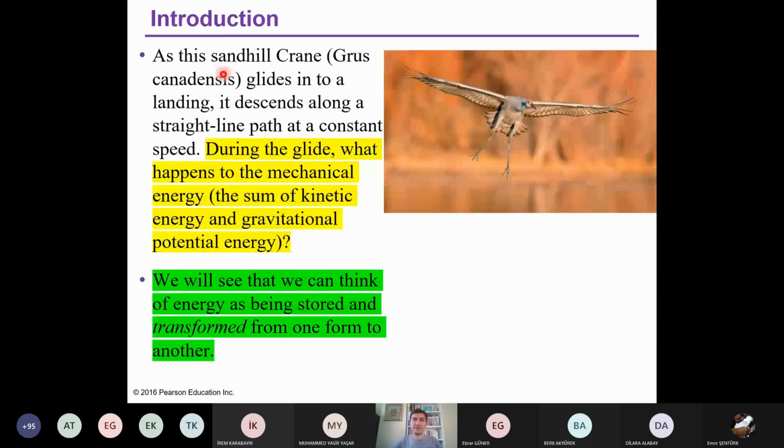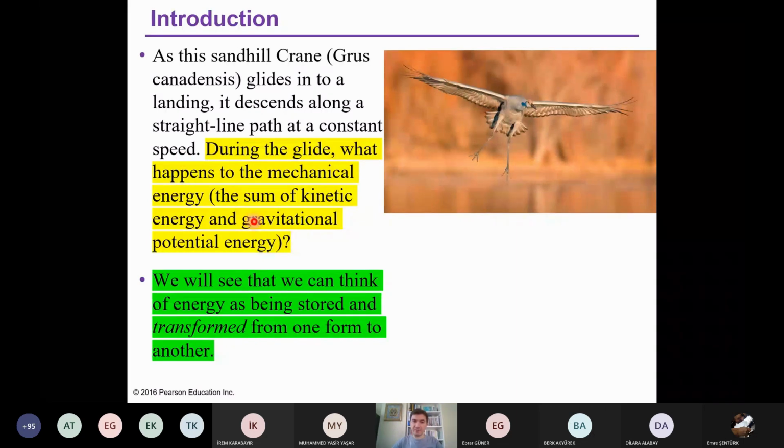Here you see a sandhill crane, in Turkish Kanada turnası. This sandhill crane glides into a landing. It descends along a straight line path at a constant speed. During the glide, what happens to the mechanical energy, the sum of kinetic energy and gravitational potential energy? During this lecture, we will learn how to answer this question, okay?